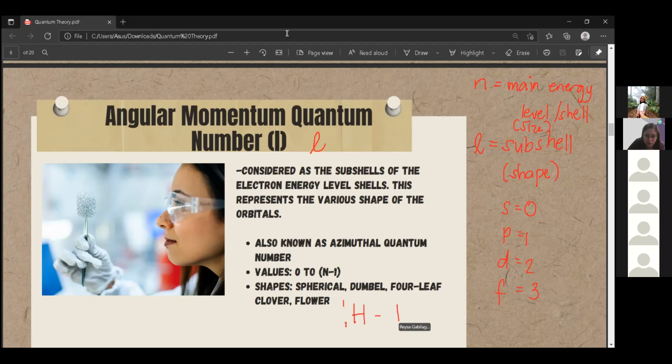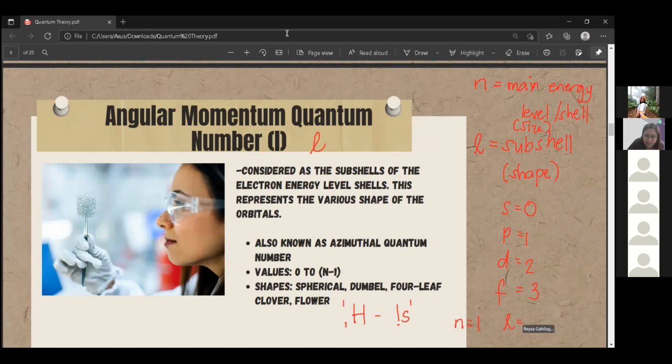Ang kanyang electronic configuration is 1s1. Take note class na ang n niya is equal to 1. Bakit? Kasi ito lang naman yung pinakamalaki niyang energy level na na-occupy. Pero kung tatanungin kayo, what naman is the angular momentum quantum number?